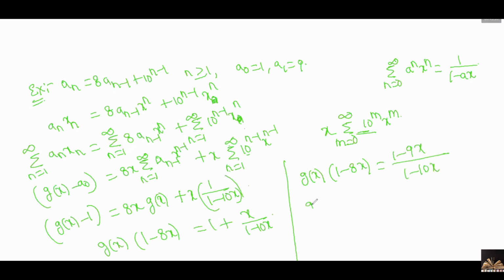Now it can be written as g of x is equal to 1 minus 9x by 1 minus 8x into 1 minus 10x, right? Take down this first. Now we'll simplify this.